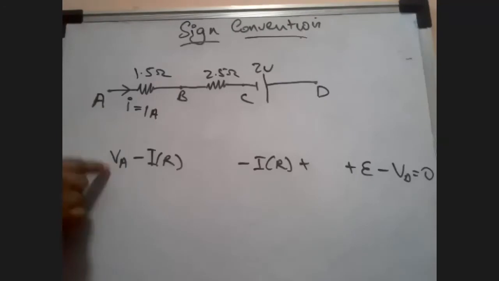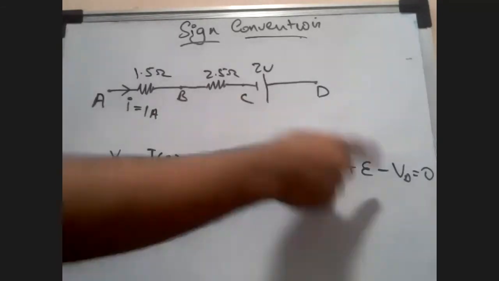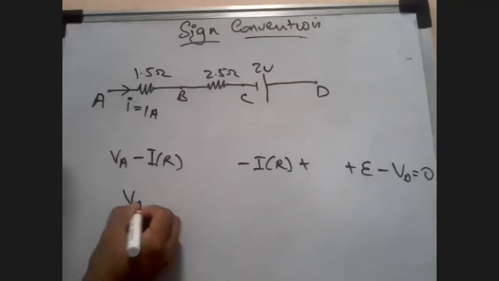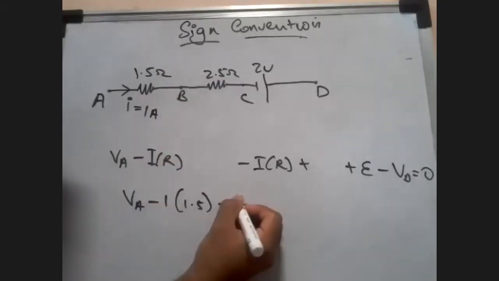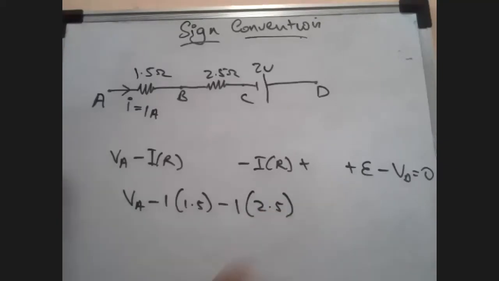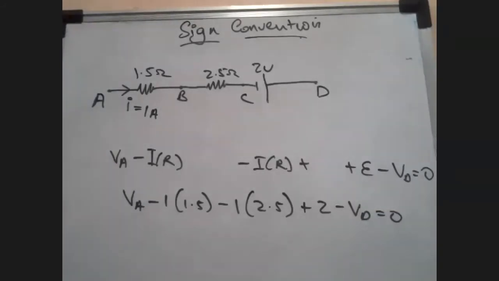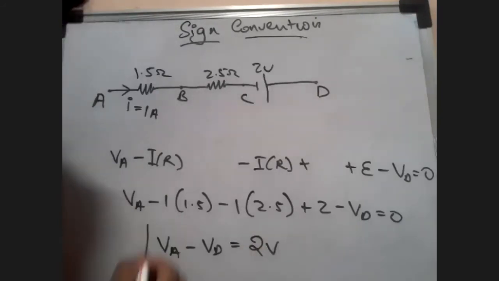So here what will happen? VA minus IR for the first resistor, second resistor minus IR again, plus epsilon minus VD equal to 0. So now what is VA minus IR? That is 1 into 1.5 minus the second one, 1 into 2.5, plus 2 volts minus VD equals 0. So tell me what you get. VA minus VD equal to? Sir, 2 volts. So VA minus VD equals 2 volts.